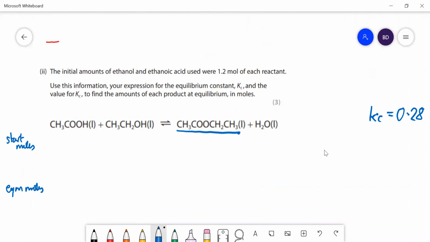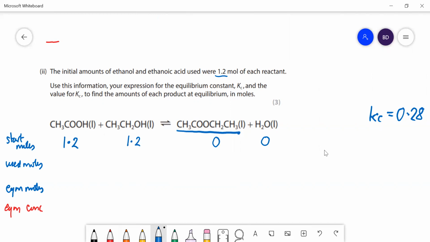Looking at whether enough moles are used up as well. Let's do that, used moles. And then I'm going to do equilibrium concentration. It tells us that we start off with 1.2 moles of each reactant. So we've got 1.2 of that and 1.2 of that. And we haven't got any ester, and we haven't got any water.